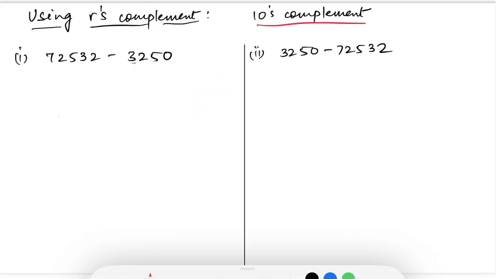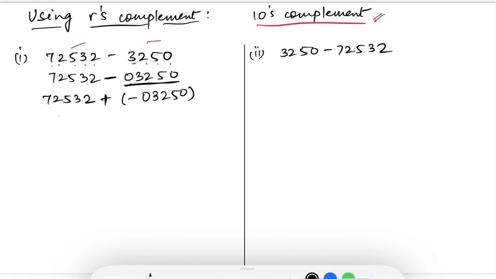Okay, students, so first of all, we will be learning subtraction using r's complement, and first by using tens complement. These are two numbers in the decimal number system. Now we can see that the first number has 5 digits and the second number has 4 digits. So the first step should be to equate the digits in both the numbers. So we padded a 0 at the leftmost side. Write it like this, right? This is also the same thing.